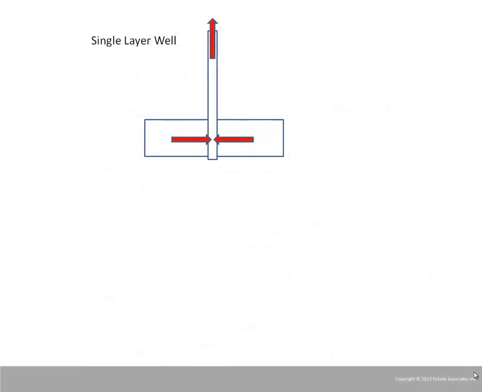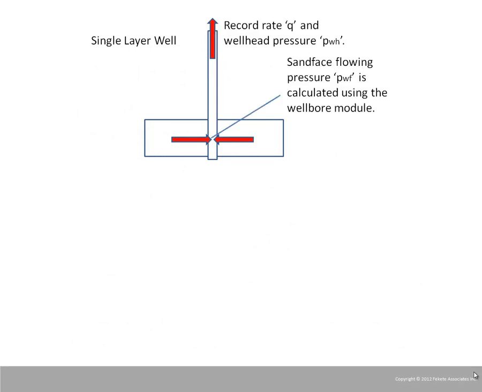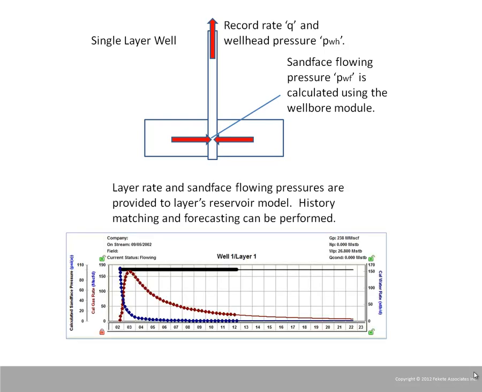First, let's look at a single layer well as a reference. Typically, we will record the rate and wellhead pressure. We can then compute the sand face flowing pressure using a well bore, and the layer rate and sand face flowing pressures are provided to a reservoir model. History matching and forecasting can then be performed.